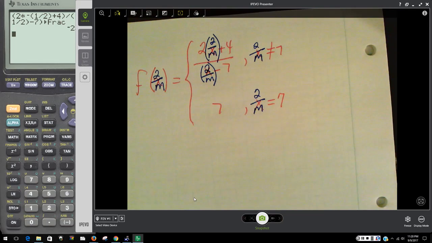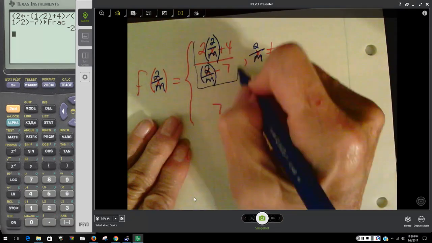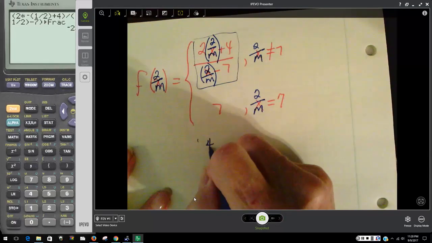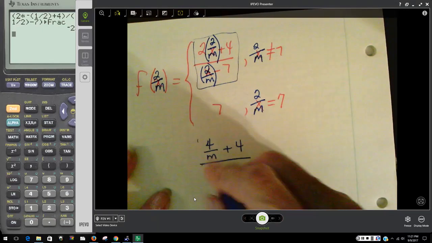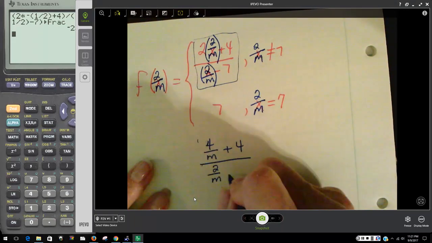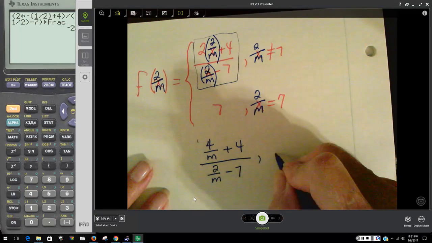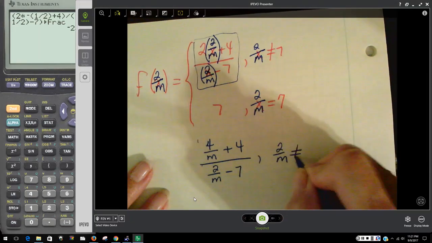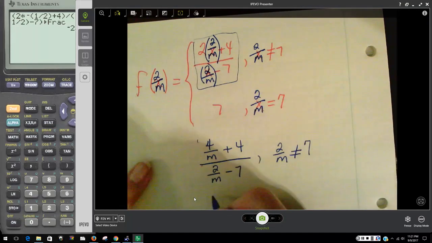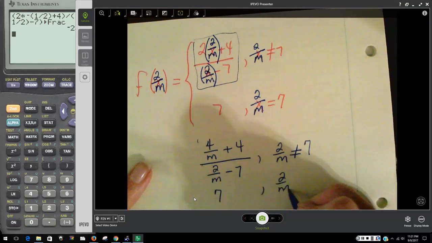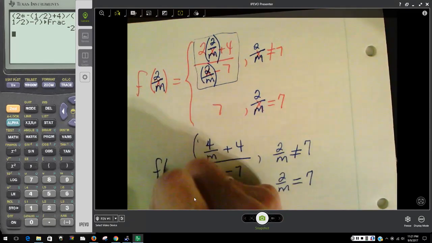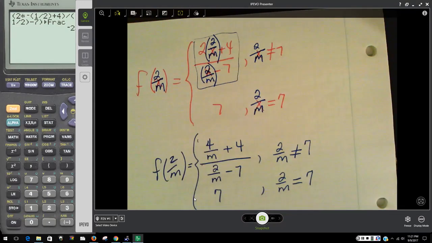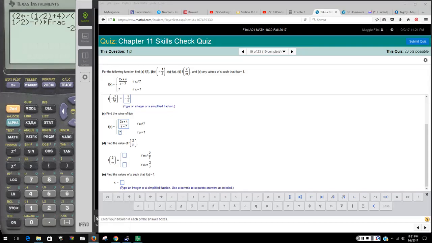And then what we have here for the first part of the rule is 2 times 2 is 4 over m plus 4, and 2 over m minus 7 if 2 over m does not equal 7, and 7 if 2 over m does equal 7. So then we'll return and enter that answer.